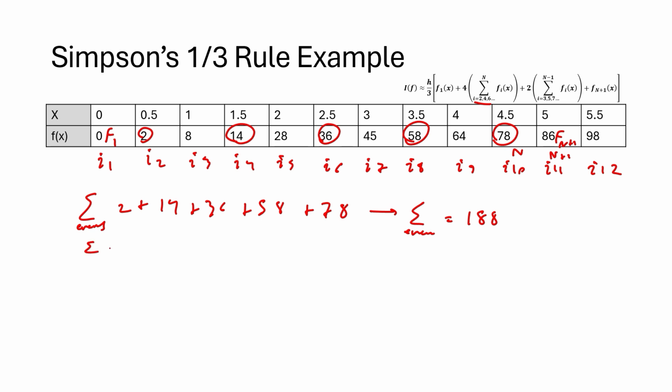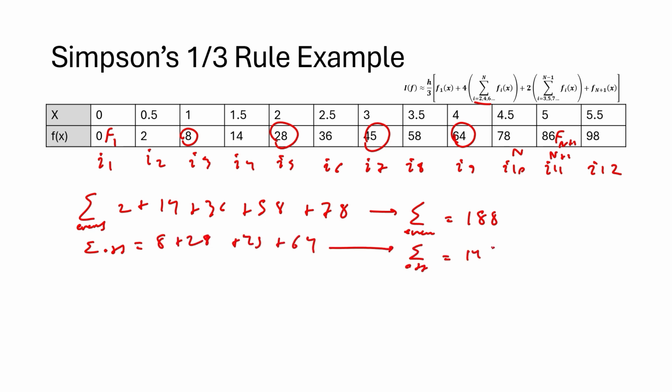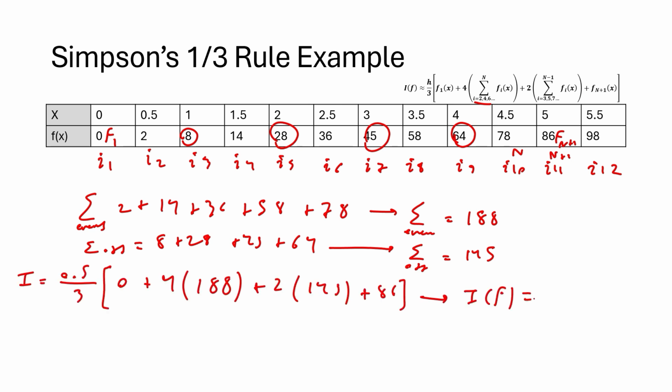Let me do the same thing for the odds. In this case, it's going to be 8, 28, 45, and 64. Now we stop there. Plugging that in the calculator, we should be getting 145. Now we're going to go ahead and plug those into the equation for I. And plugging that into the calculator, we should expect to see 188.